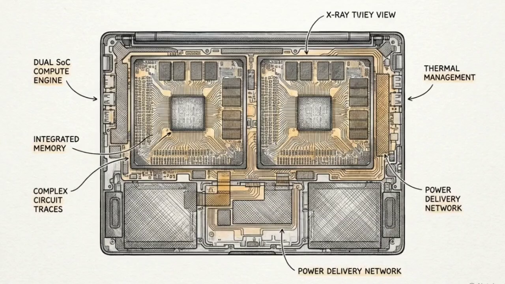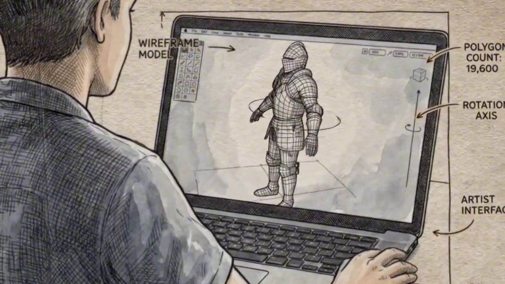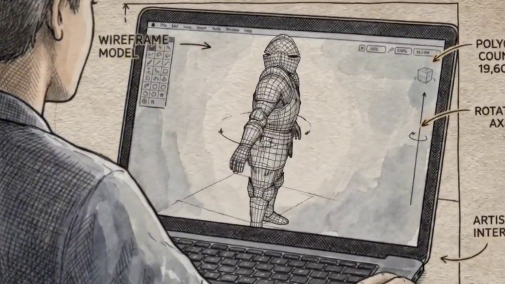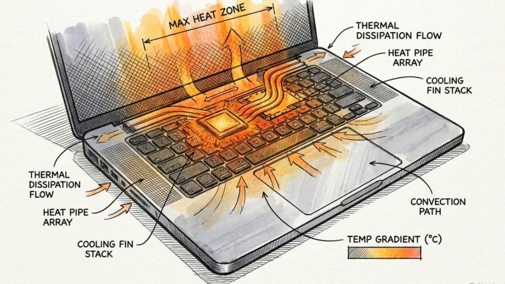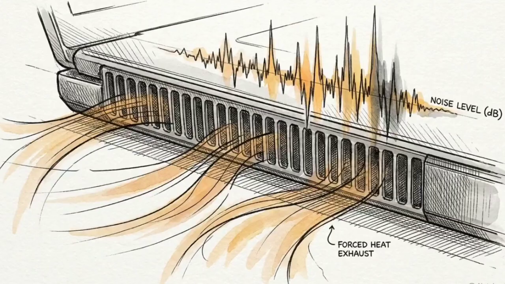Now we shift to the compute engine, the 18-core CPU and the 40-core GPU. 3D animators can now finally achieve true workstation-level render speeds on a portable device that runs on battery power, but physics still apply. Fully engaging 40 GPU cores creates a massive amount of internal heat. Under a heavy load, you will experience significant external heat and loud, sustained fan noise.